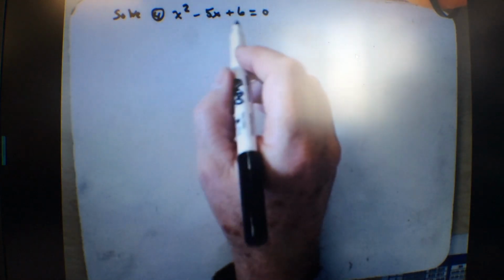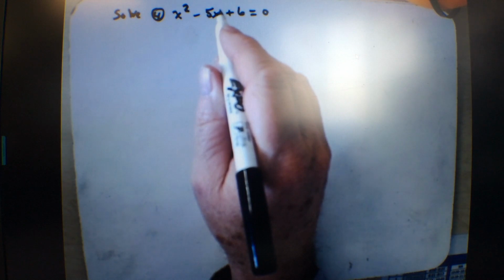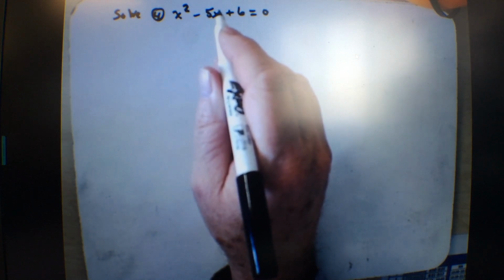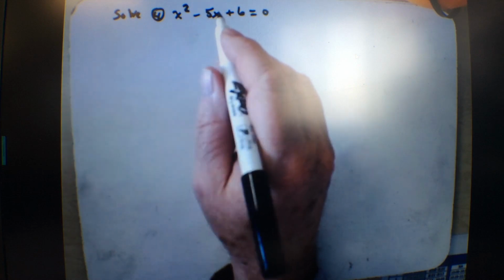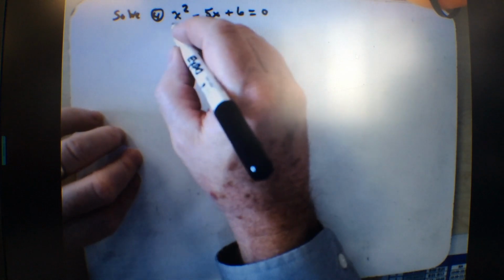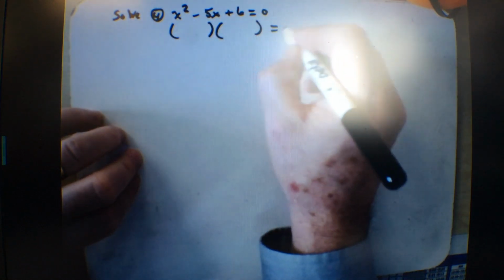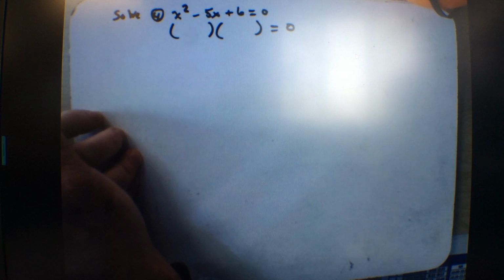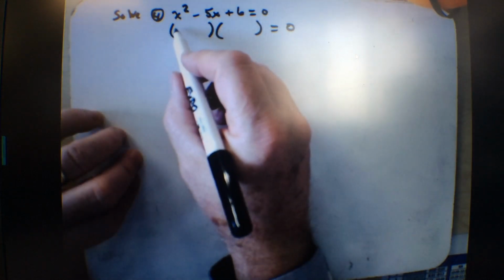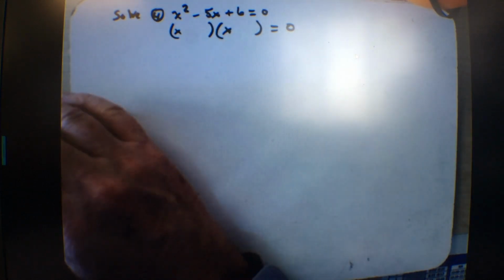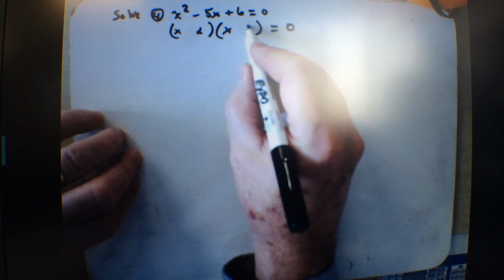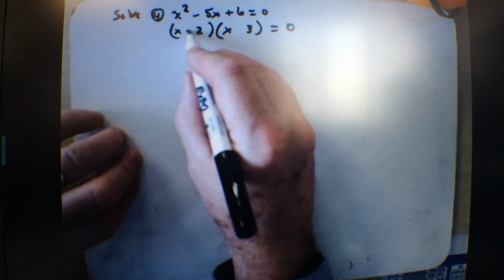This is a general trinomial. What do we do? Find the most common thing. We would reverse FOIL. Do you remember that? Okay. You don't? We would do this. This would be x and this would be x. Then we have factors of 6 that add up to a negative 5, which would be 2 and 3, and they would both be negative.